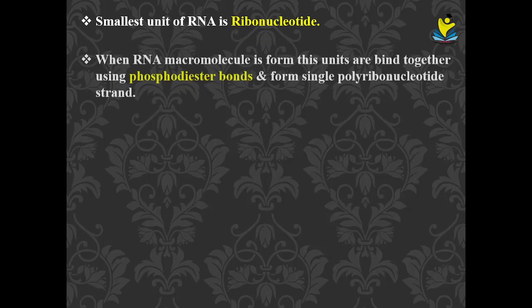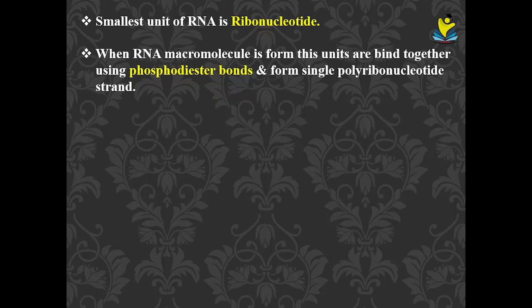The smallest unit of RNA is the ribonucleotide. When the RNA macromolecule is formed, these units are bound together using phosphodiester bonds and form a single polynucleotide strand. So we consider that RNA has a single polynucleotide strand. Okay, let's go to the next slide.